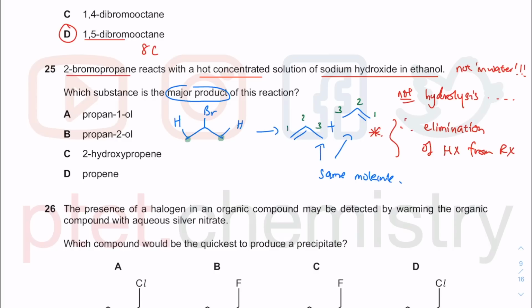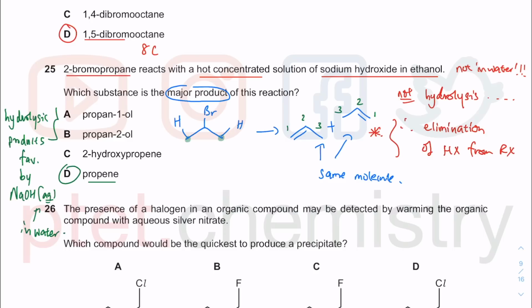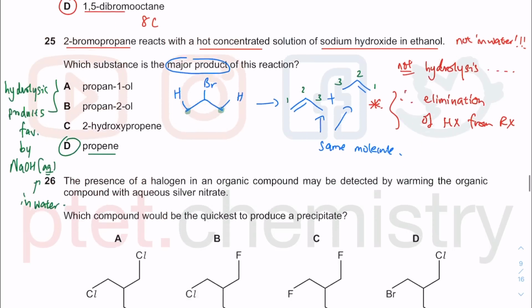So it's the same product name, prop-1-ene, or propene. You don't get the alcohol because these are hydrolysis products, and hydrolysis product is favored by hydrolysis conditions, this is favored by aqueous NaOH. That means in water, not in ethanol. And these two hydroxypropenes, you don't get those as well because you just do elimination and not hydrolysis there. So D is the best answer.